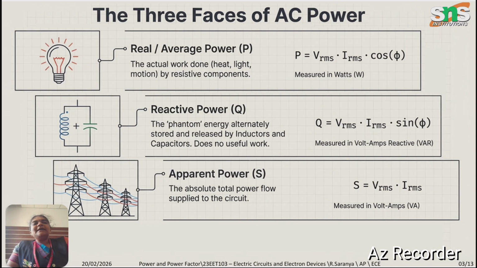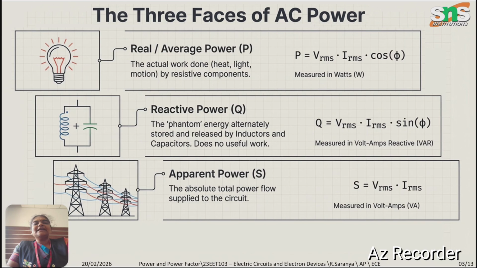We can measure the actual power, which is denoted by P. The value of P can be measured using the formula Vrms into Irms into cos phi. Since here we are considering only the actual work done, the oscillation part is omitted. Vrms and Irms are nothing but the root mean square values of voltage and current.